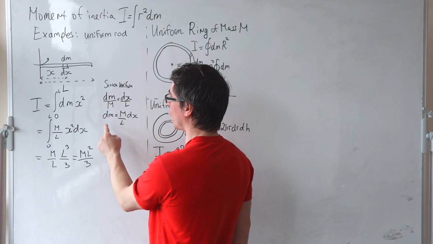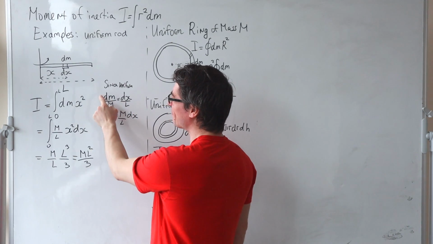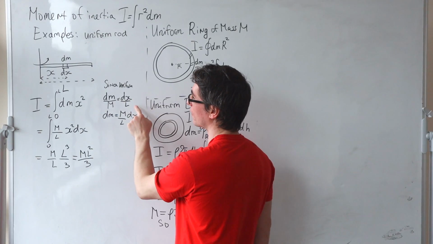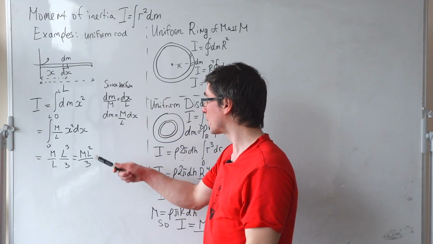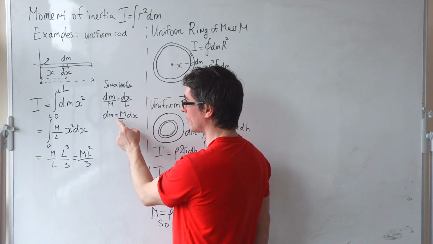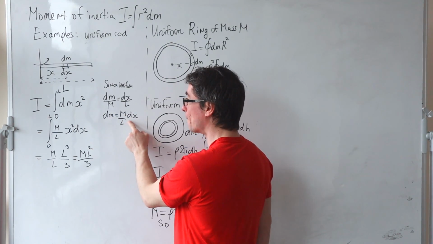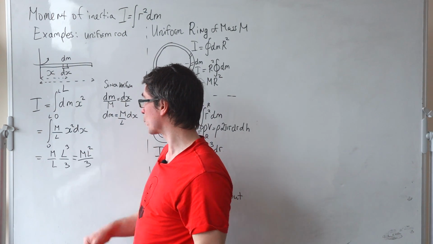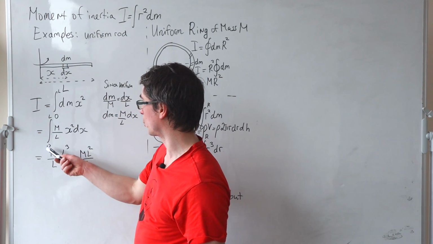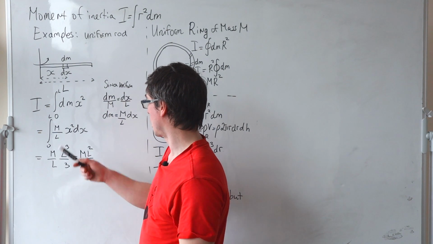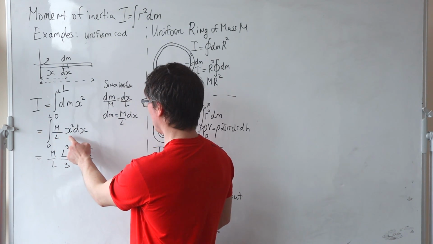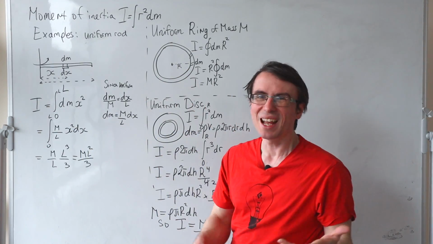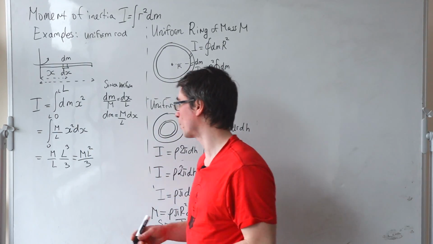Because it's uniform, dm over m, the mass of this little element over the total mass, will be equal to its width, dx, over the total length. We can rearrange for dm and we get that this is equal to m over L multiplied by dx. Then we can put this directly into our integral and we get the integral from 0 to L of m over L dx, multiplied by x squared. And now we've got a pretty simple integral to perform.